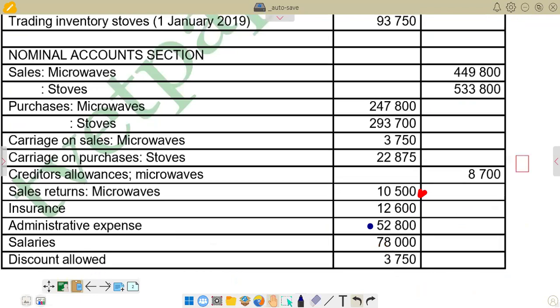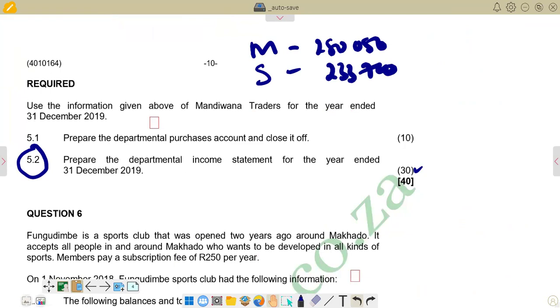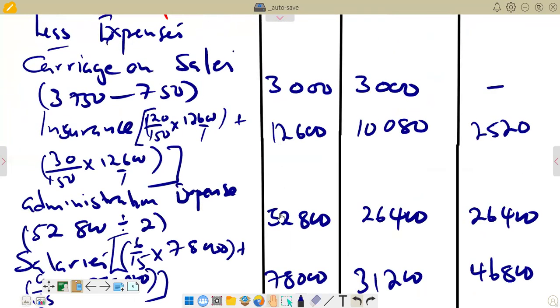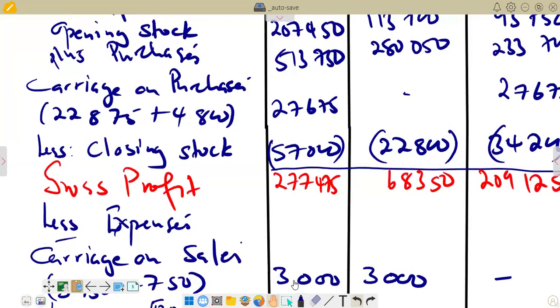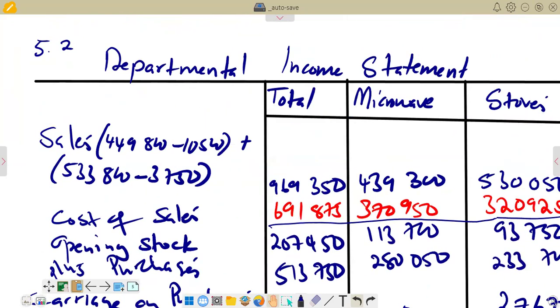So on discount allowed again, we need to see in terms of the allocation. Discount allowed is being said according to sales figures. So we go back and see the sales figures that we have, at the beginning of the answer. We are having 439,300 for microwaves and for stoves 530,050, and the total is 969,350. So what are we saying?